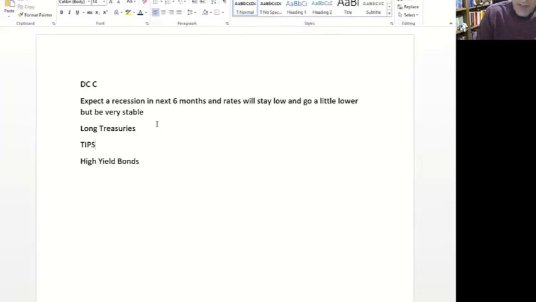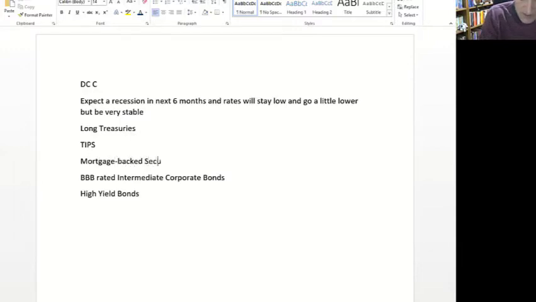And let's try some triple B rated intermediate corporate bonds. Let's put that, the last one there, all right? So your boss expects a recession. I didn't tell you what interest rates are, well, I did tell you what interest rates are going to do, so I gave that away, but they kind of go together. We expected a recession. Rates are going to stay low and may go a little lower, but they're going to be very, very stable. Oh, I left one out. Sorry.